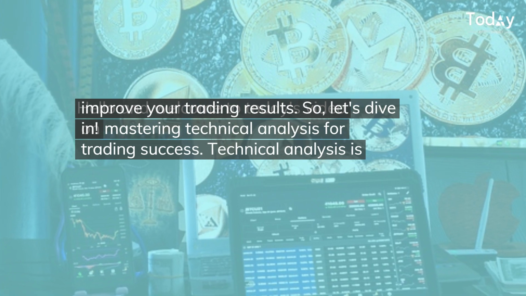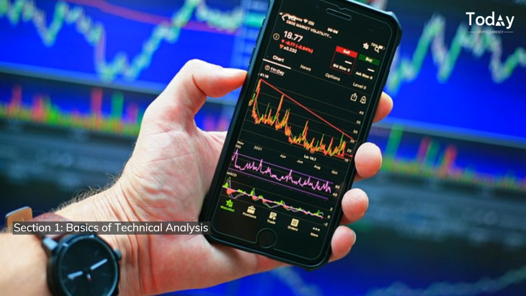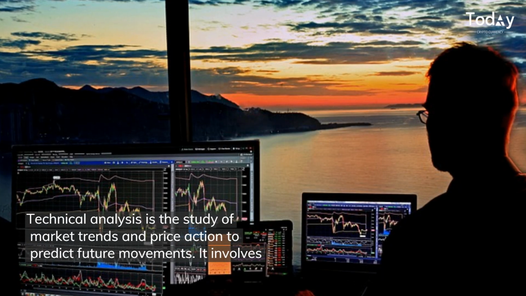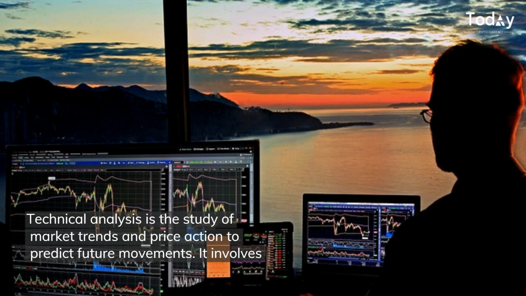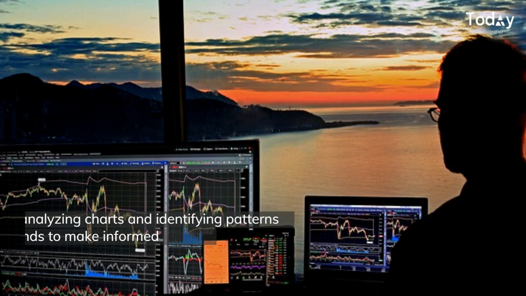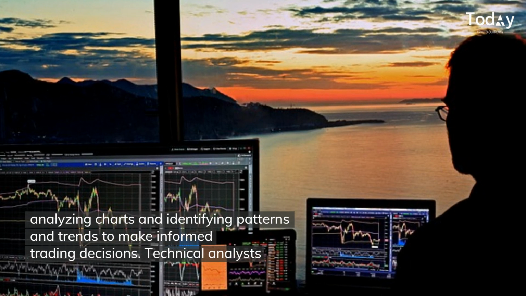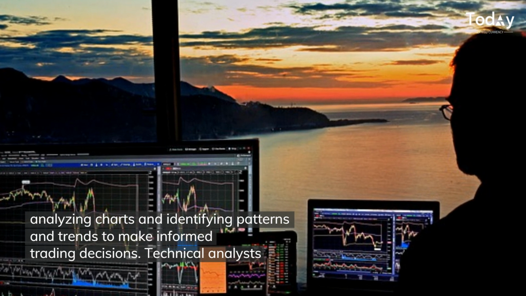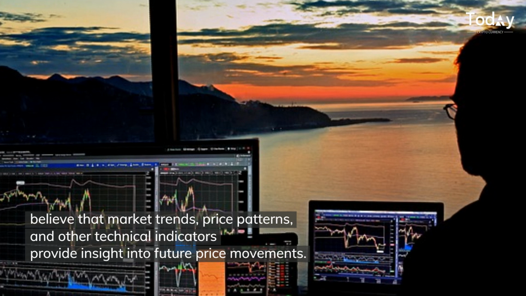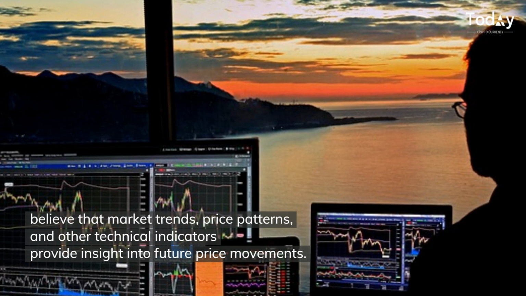So, let's dive in. Section 1: Basics of Technical Analysis. Technical analysis is the study of market trends and price action to predict future movements. It involves analyzing charts and identifying patterns and trends to make informed trading decisions. Technical analysts believe that market trends, price patterns, and other technical indicators provide insight into future price movements.